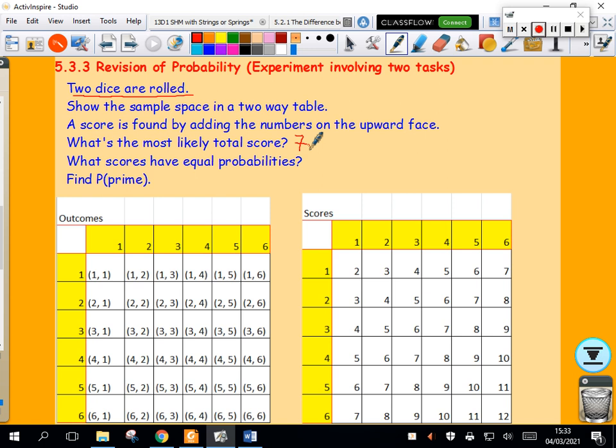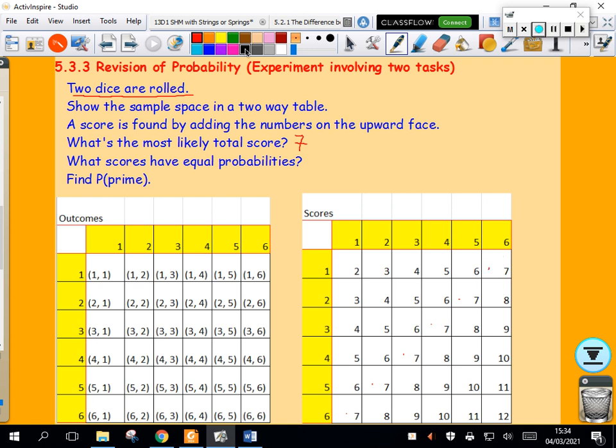There's only 1, 2, 3, 4, 5 ways I can roll an 8. 4 ways I can roll a 9. 3 ways I can roll a 10. 2 ways I can roll 11. 1 way I can roll a 12. So 7 can be rolled in this way. 6 on the first, 1 on the second, or 5 on the first, 2 on the second, 4 on the first, 3 on the second, 3 on the first die, 4 on the second, 2 on the first die, 5 on the second, or 1 on the first die, 6 on the second. So there are 6 different ways, 1, 2, 3, 4, 5, 6, that I can roll a 7.